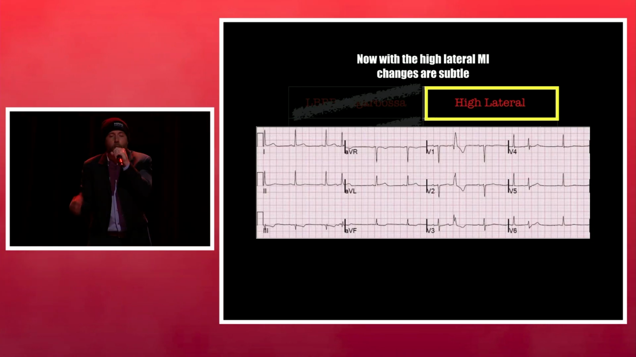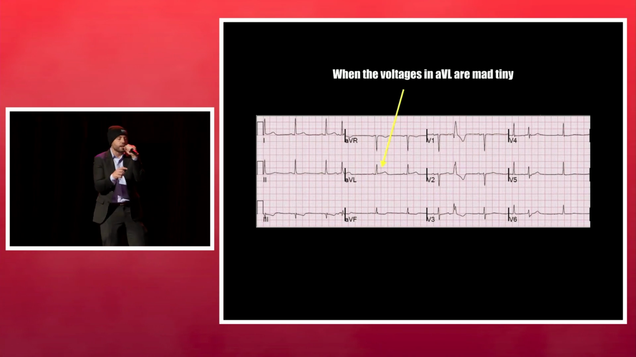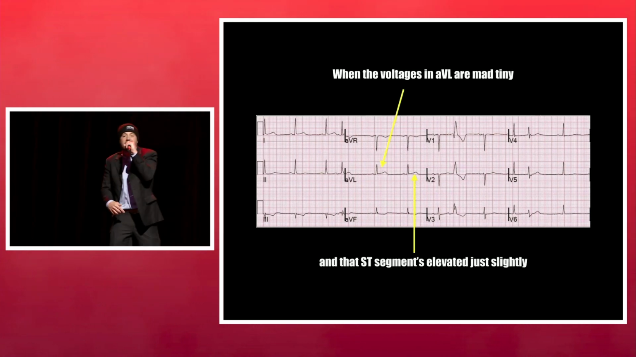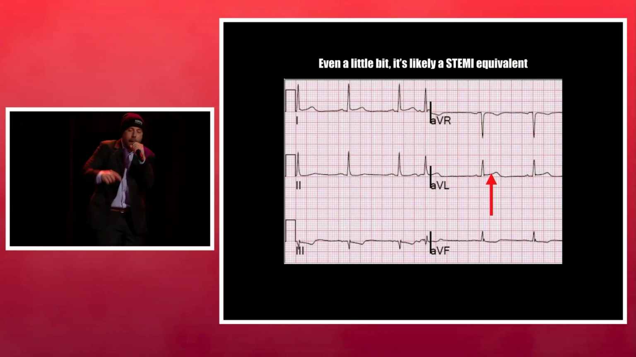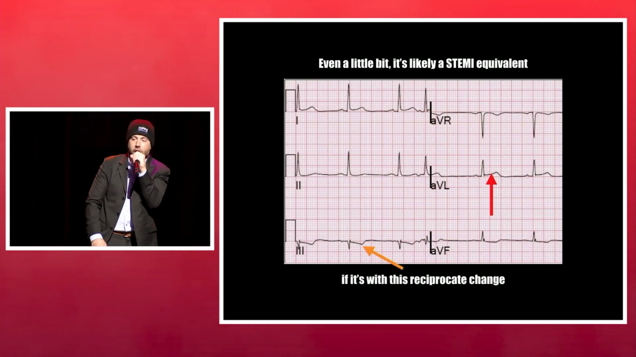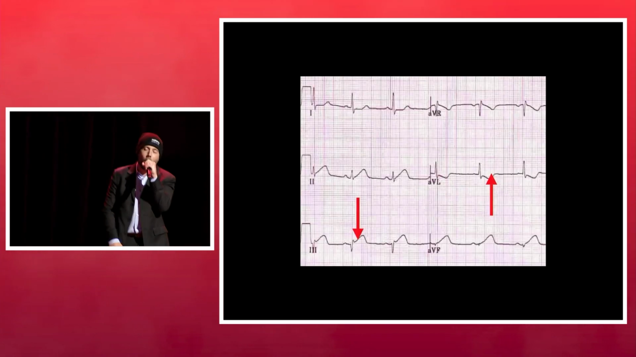Now with the high lateral STEMI, changes are subtle, but can still be a large infarcted heart muscle when the voltages in aVL are tiny and those ST segments elevated just slightly. I mean, even a little bit is likely a STEMI equivalent if it's with reciprocal change. Up in aVL, down in III, simple and plain, and vice versa. Inferior wall, just reverse it.